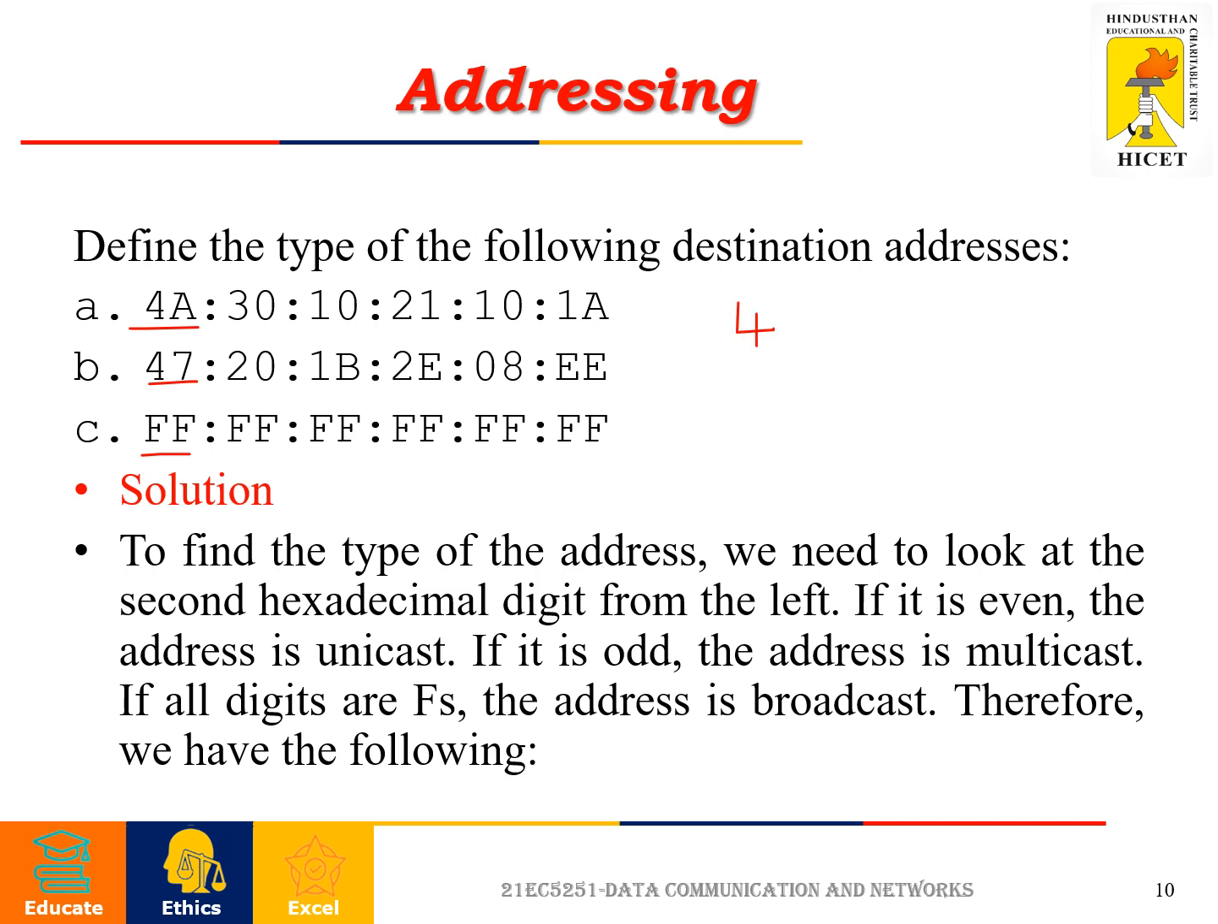In 4A, the second digit is A, which in binary format is 1010. It contains an even number of ones, so it is a unicast address. The next one: second problem, the second digit is 7. 7 is represented as 0111 in binary format. It contains an odd number of ones, so it is a multicast address.